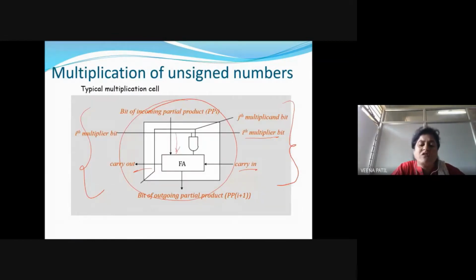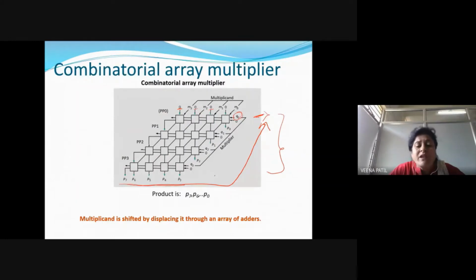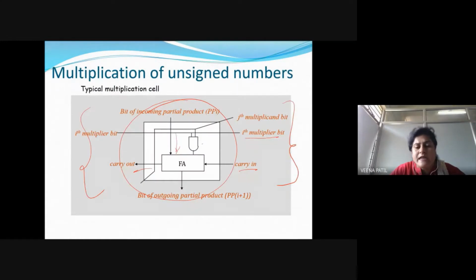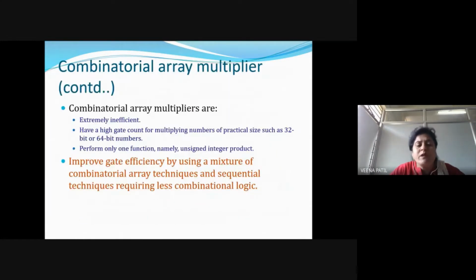16 such circuits. 16 full adders I need. 16 AND gates I need. Okay. So if it is say 32, then 32 into 32, that is that many number of full adders and AND gates I will be needing. If it is a 64-bit number, then 64 into 64, that many number of full adders and AND gates I will be needing. So it becomes complicated. So the number of gates goes on increasing, the circuit size goes on increasing.